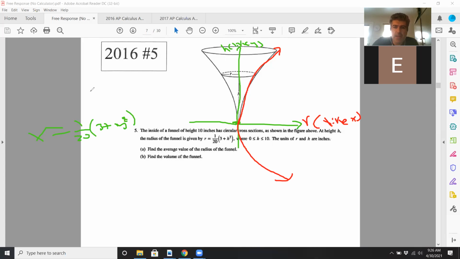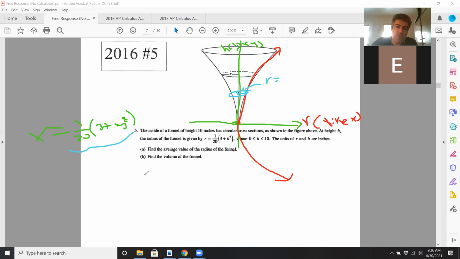Well, it's a disk method. This is what's happening here. You're having these disks being rotated like that. The radius of the disk is simply going to be the difference in these x coordinates. The x coordinate on the y-axis is 0. The x coordinate here is dictated by that function. So of course our radius is 1/20th of 3 plus h squared.